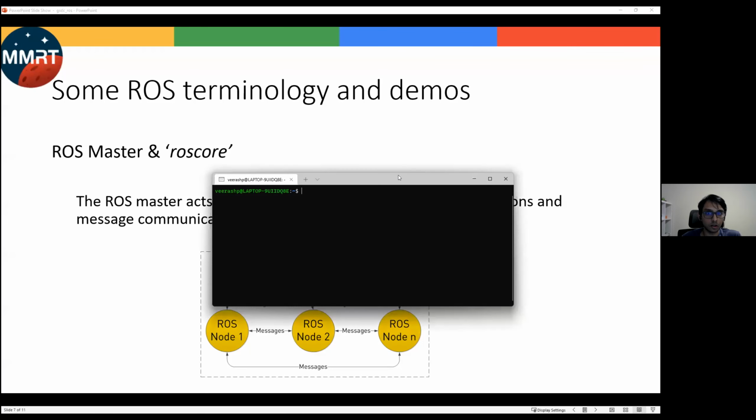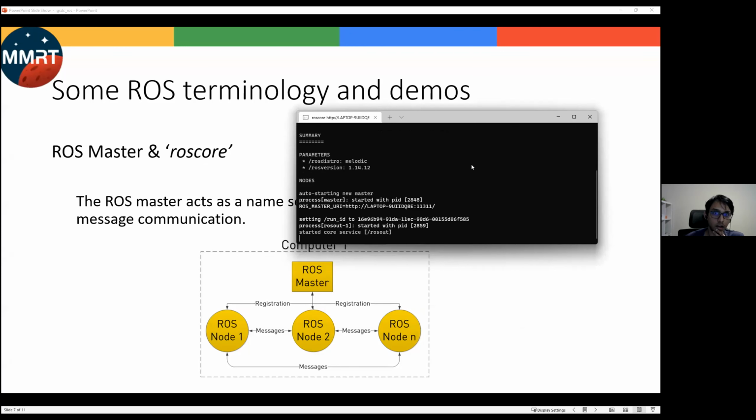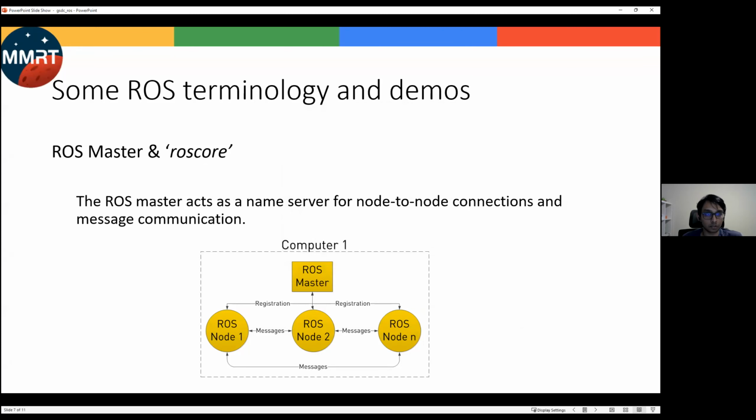So to start up the ROS master, simple command, you just do roscore. And that starts up our ROS master. You can see it says auto starting new master, and it started it at a URI. So ROS master is going to run at an IP address and a specific port. Right now, it's just my localhost. It's running at that port, and every other node can just get the information from that port about the ROS master.